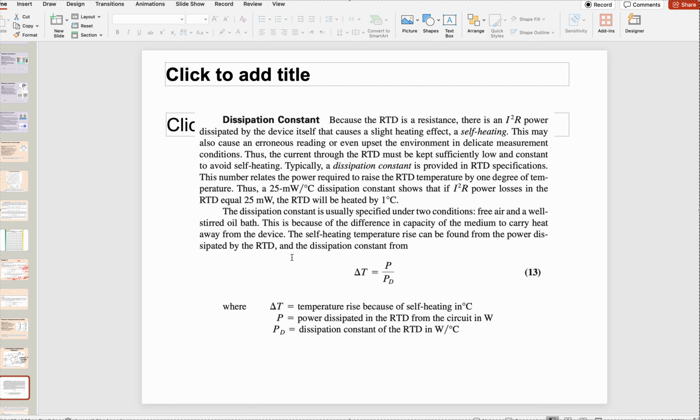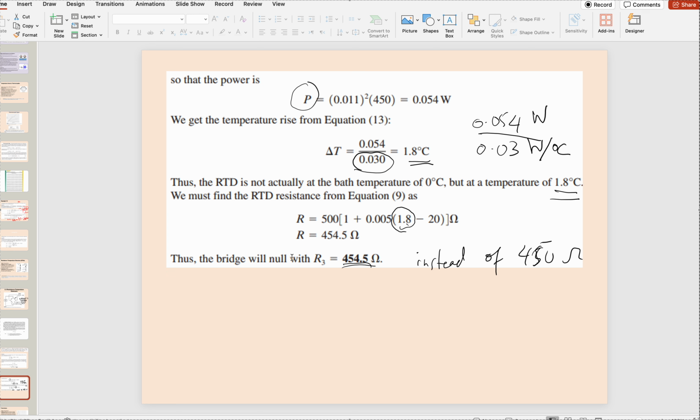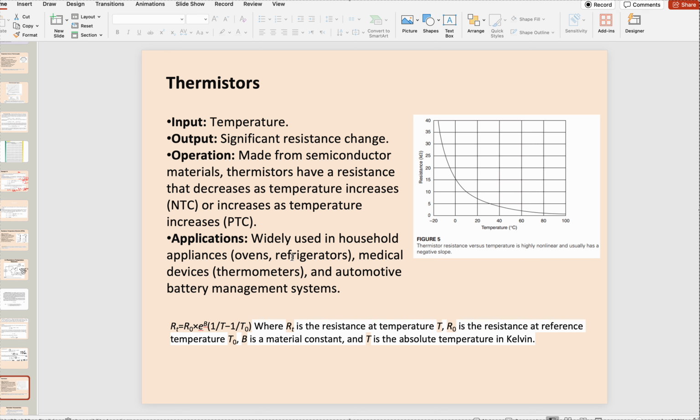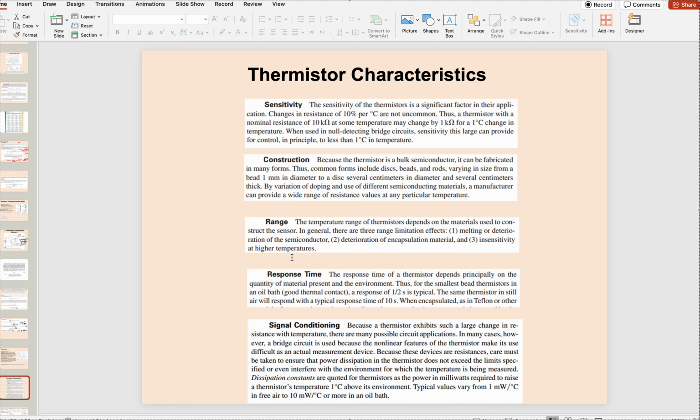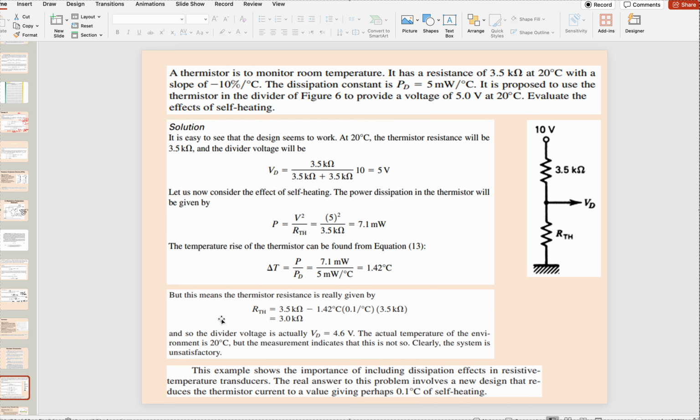Then we have taken the idea of self-heating, which is similar to loading, but it's something different. We have taken examples of self-heating. Please make sure that you understand these examples, so I'm not going through them again. Thermistors have an equation which is exponential. And you also have the divider circuit. This is simple.